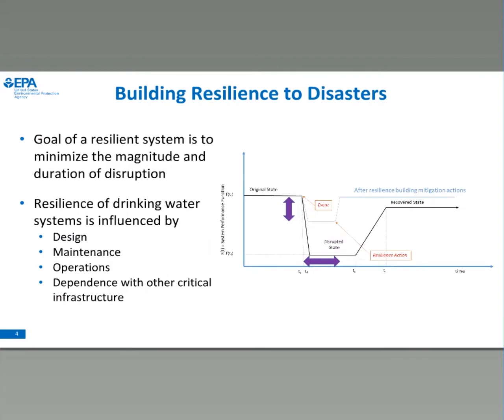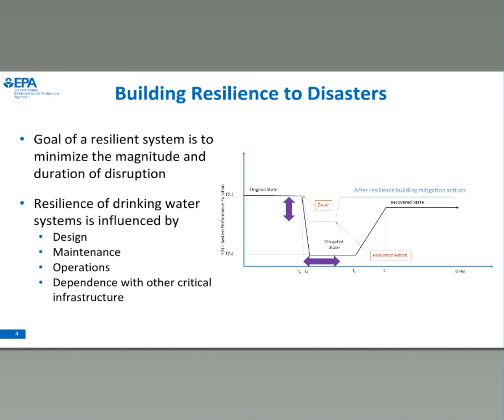So our goal is to help these drinking water systems build resiliency to all kinds of disasters. And so the goal of a resilient system is to minimize the magnitude of the disruption as well as the duration of that disruption. So the resiliency of a drinking water system is influenced by the design as well as the maintenance and operations of those systems. And it can also be influenced by the dependency with other critical infrastructures such as electrical.